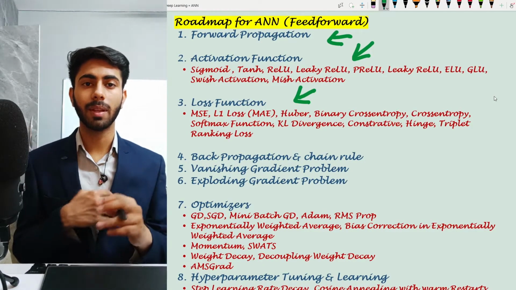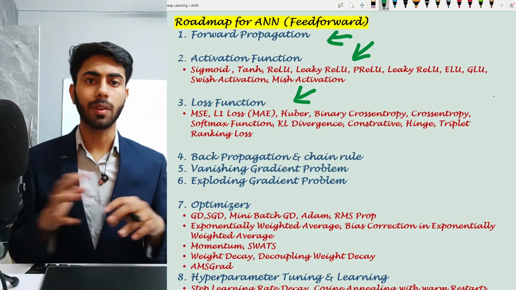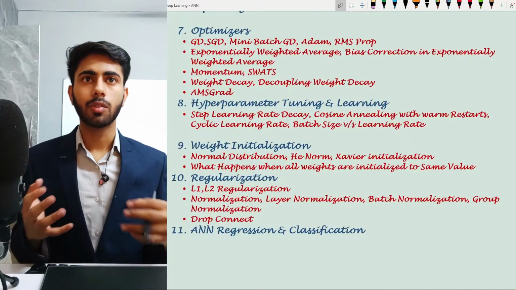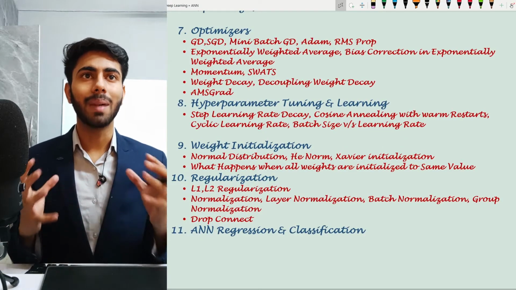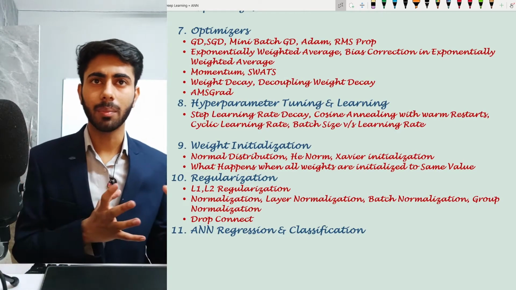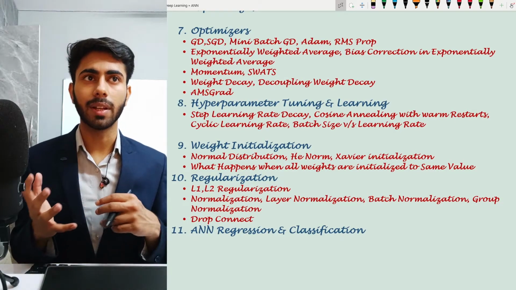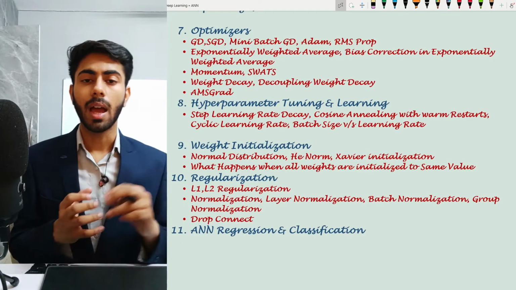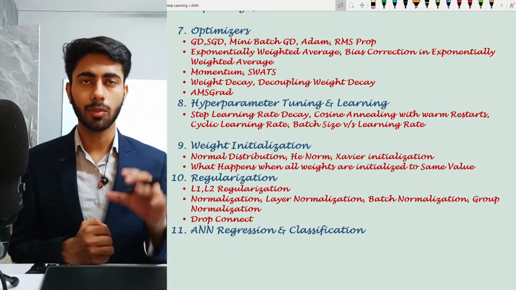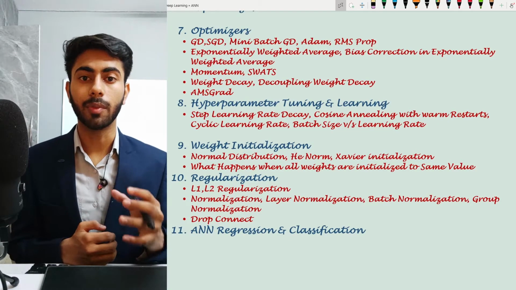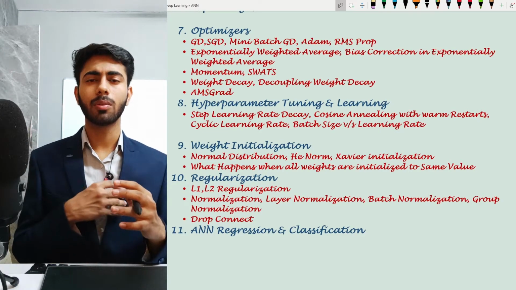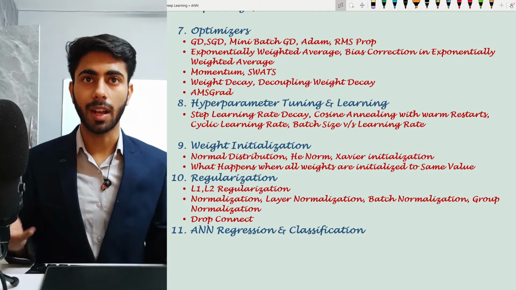After that, we will be studying optimizers and different types of optimizers. We will be covering gradient descent, stochastic gradient descent, mini batch gradient descent, Adam, RMSprop. Once these topics are completed, we will be dealing with exponentially weighted average and their bias correction. And after that, we will be covering momentum and SWATS. And once these topics are covered, we will be dealing with weight decay and decoupling weight decay. And after that, we will also cover one extra optimizer, that is AMSGrad.